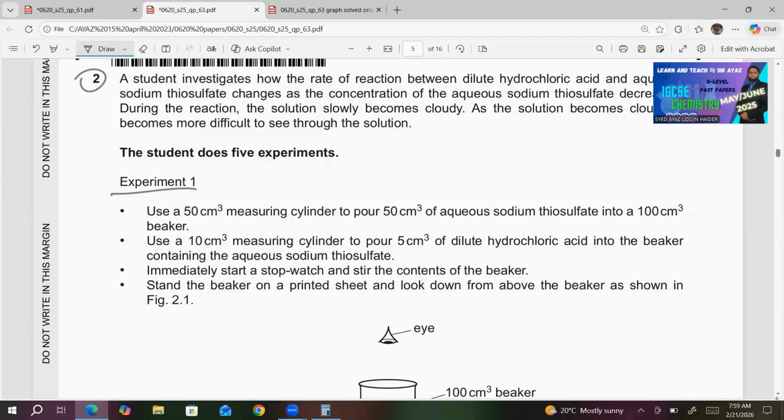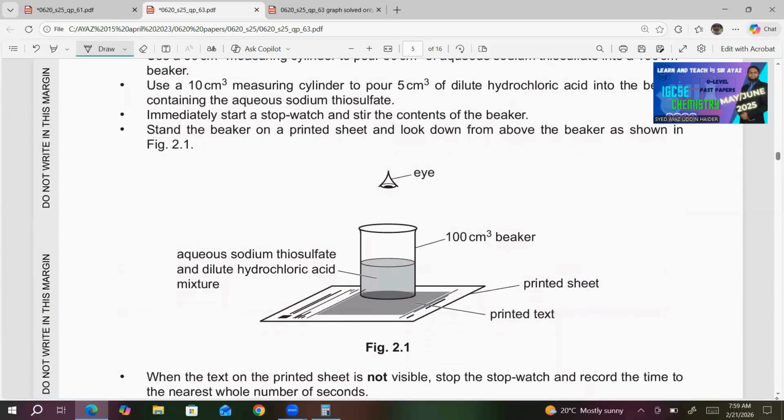Immediately start a stopwatch and stir the contents of the mixture. Stand the beaker on a printed sheet and look down from above the beaker as shown in figure 2.1. Here's figure 2.1. You see in the beaker we have aqueous sodium thiosulfate and dilute hydrochloric acid mixture. This is a 100 cm³ beaker. Below it there is a printed sheet with printed text.